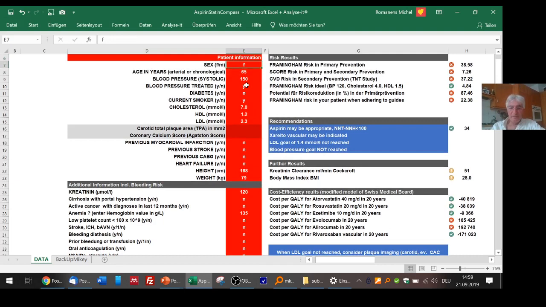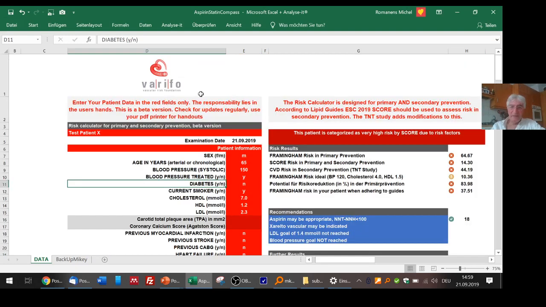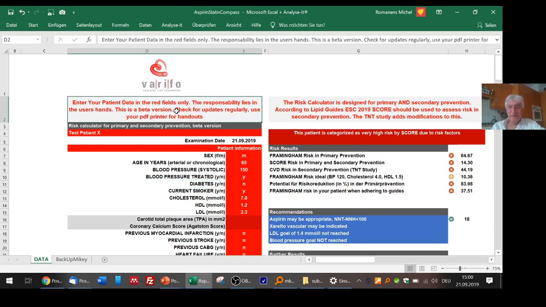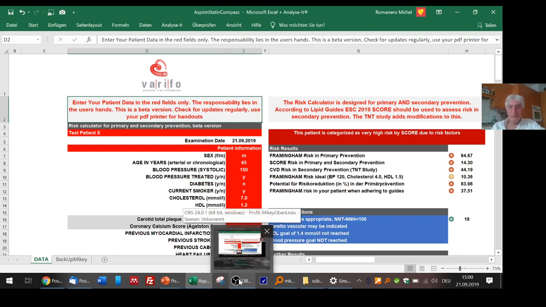But if we make this patient a male, which increases his risk, then PCSK9 inhibitors would be very cost efficient because risk is now in secondary prevention 44%, and in primary prevention 64%, and score risk is 14%. So that's all about the situation that we can offer to you with this calculator, which is called Aspirin Statin Compass. And I hope you will try it out and send us some feedback if you liked it or what we could improve. Thank you for your attention.